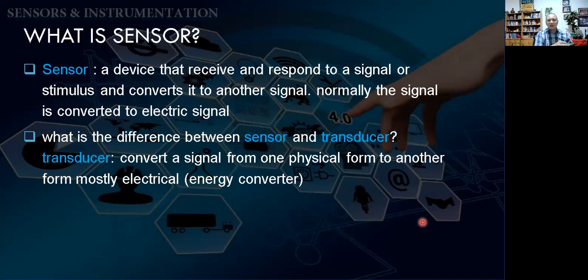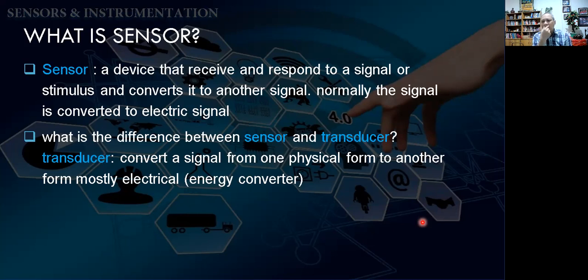But what is the difference between transducer and sensor? They say every sensor is a transducer, but not every transducer is a sensor. So a transducer is basically more like an active sensor. It is like a conversion or transformation of energy from one form to another.